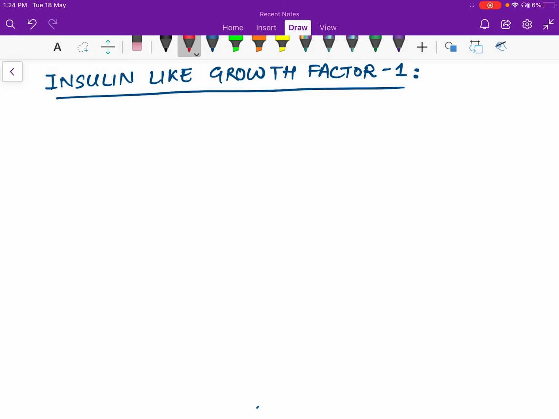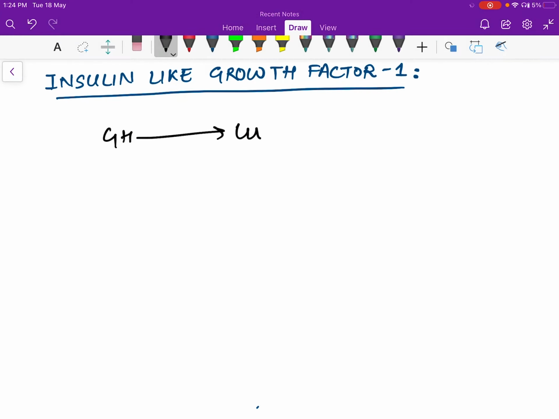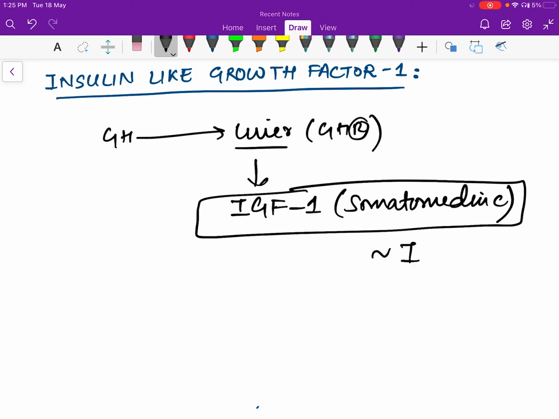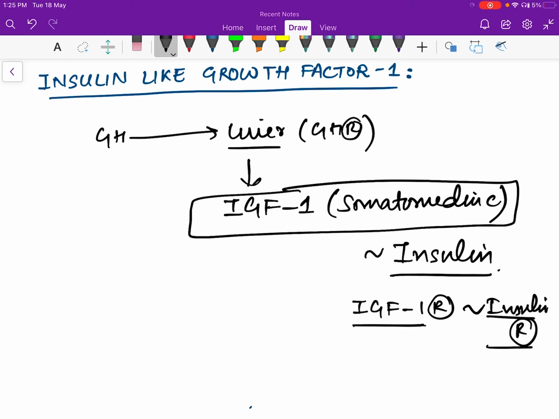Now, this insulin-like growth factor, I already mentioned this part. Basically, once growth hormone acts on growth hormone receptors in the liver, in response the liver produces insulin-like growth factor 1, which is called somatomedin C. The structure of insulin-like growth factor 1 is similar to insulin, and functions are also similar. The insulin-like growth factor 1 receptor is also similar to the insulin receptor. So actions are pretty much the same.